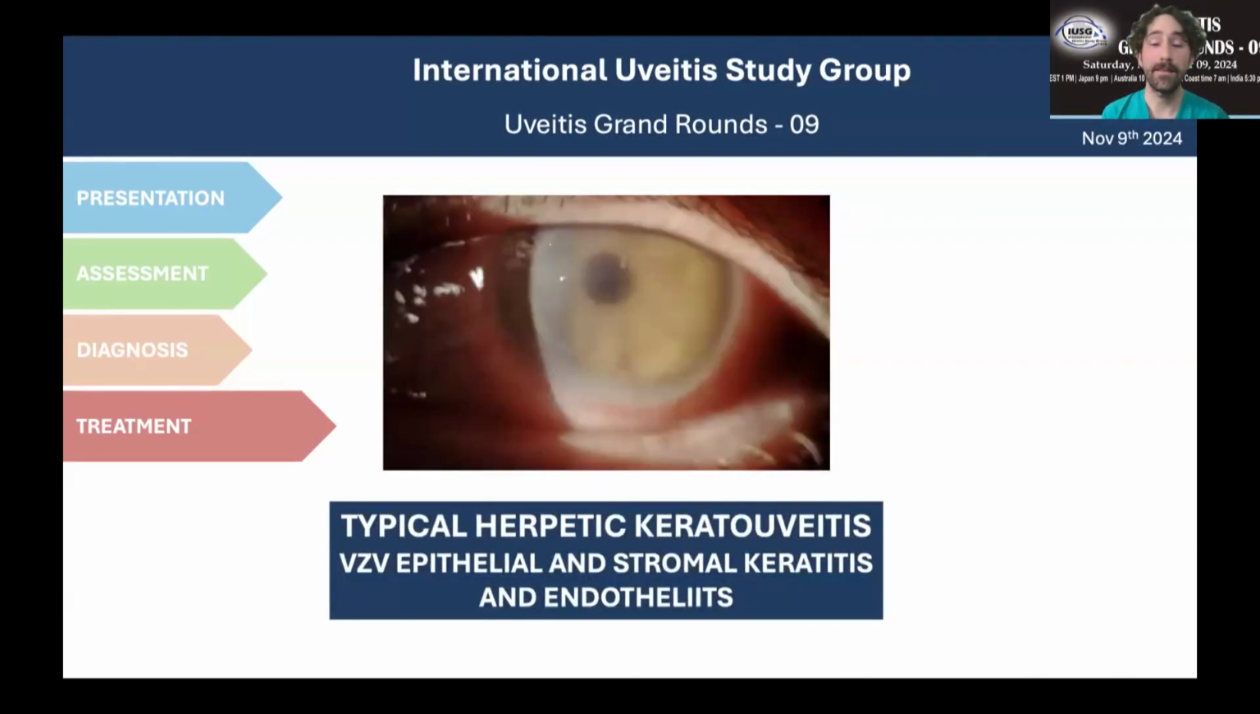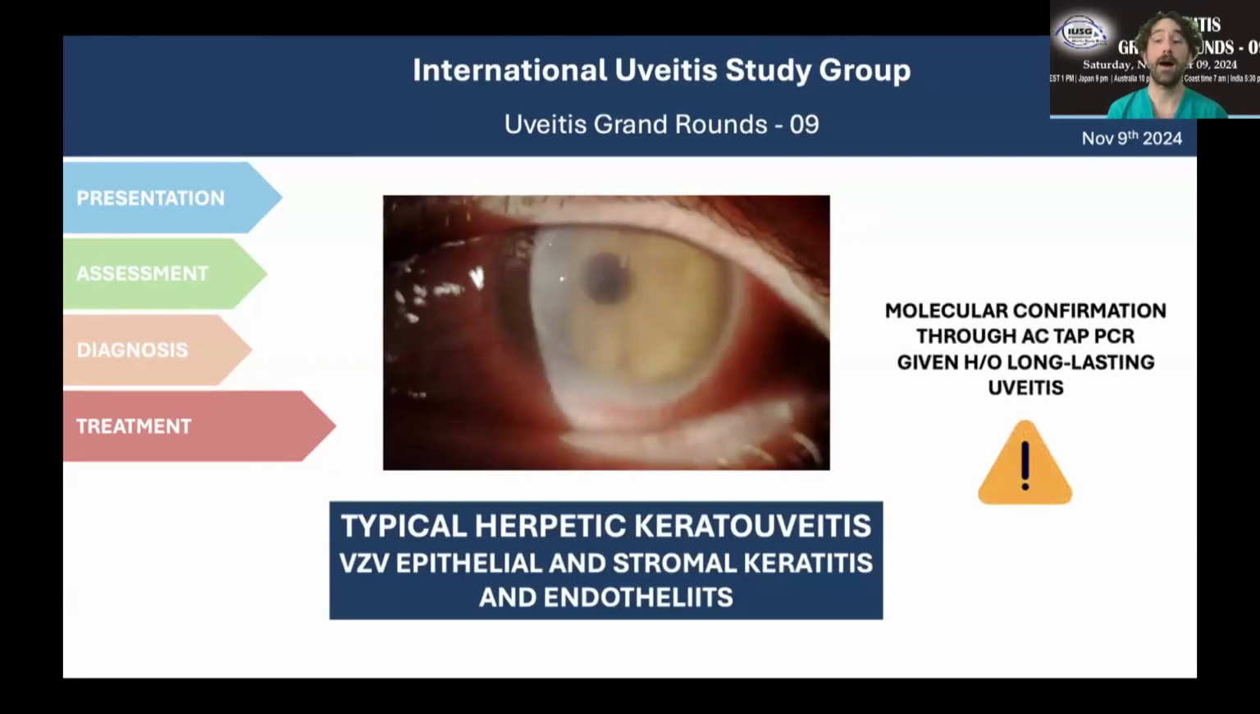This was a quite typical case of herpetic keratouveitis, namely a VZV, epithelial and stromal keratitis and endothelitis, but we decided to have a molecular confirmation given the history of diagnosis of non-infectious uveitis and the treatment with systemic and topical steroids that can be also dangerous given the herpetic etiology.